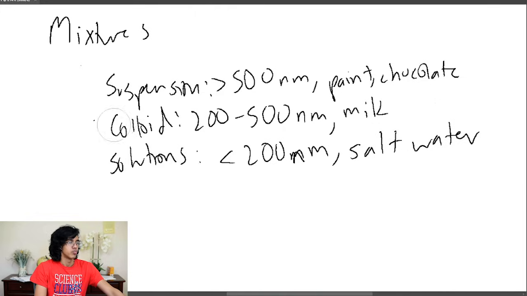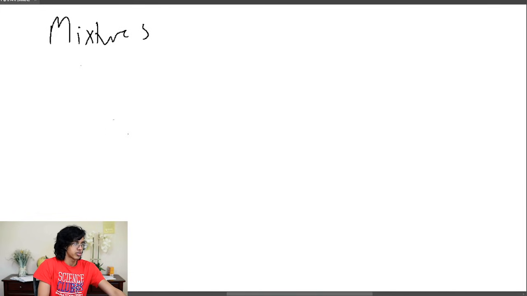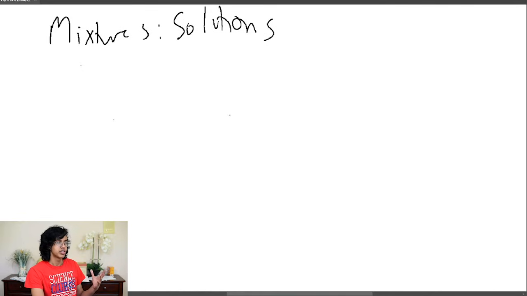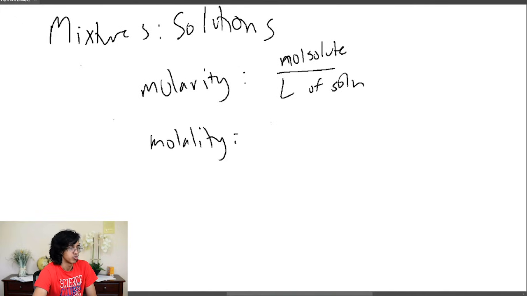Okay, so the most interesting of these three is solutions. So we're going to talk about solutions in more depth. First thing we want to know about it is what are the different types of concentrations. So the first one is molarity, which is basically going to be your moles of solute, which is the thing you put into the solvent, over the liters of solution. Molality, on the other hand, is going to be your moles of solute over kilograms of solvent.